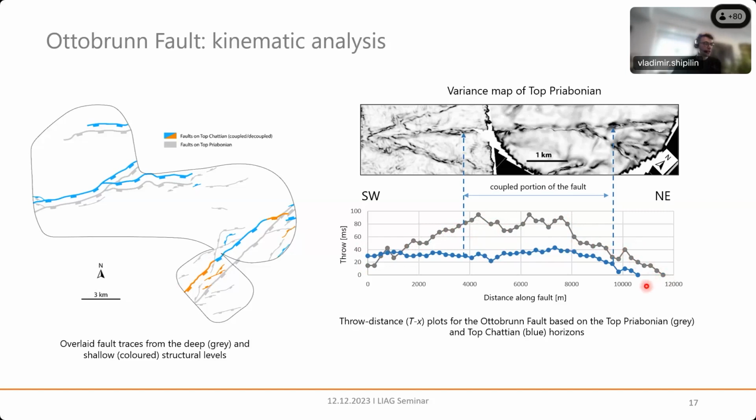Another interesting observation is that the throw distance profile at top Chattian more or less mimics the geometry of the throw distance plot at top Preabonian, whereas somewhere from here it does not anymore. So it seems like in this portion of the fault the kinematic dependence of the below-lying segment on the above-lying segment dissipated.